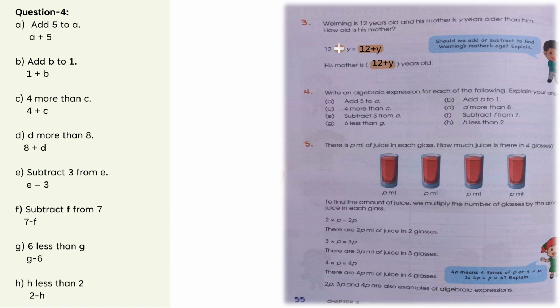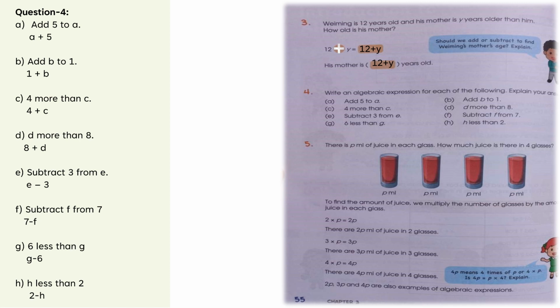But in the case of subtraction, we have to be very careful. In part B, we have to add B to 1. Again, we will write 1 first, then there is an addition sign, and then there is B. In part C, 4 more than C. More means that the entities are increasing or the addition is taking place. So again, we will write 4 plus C.